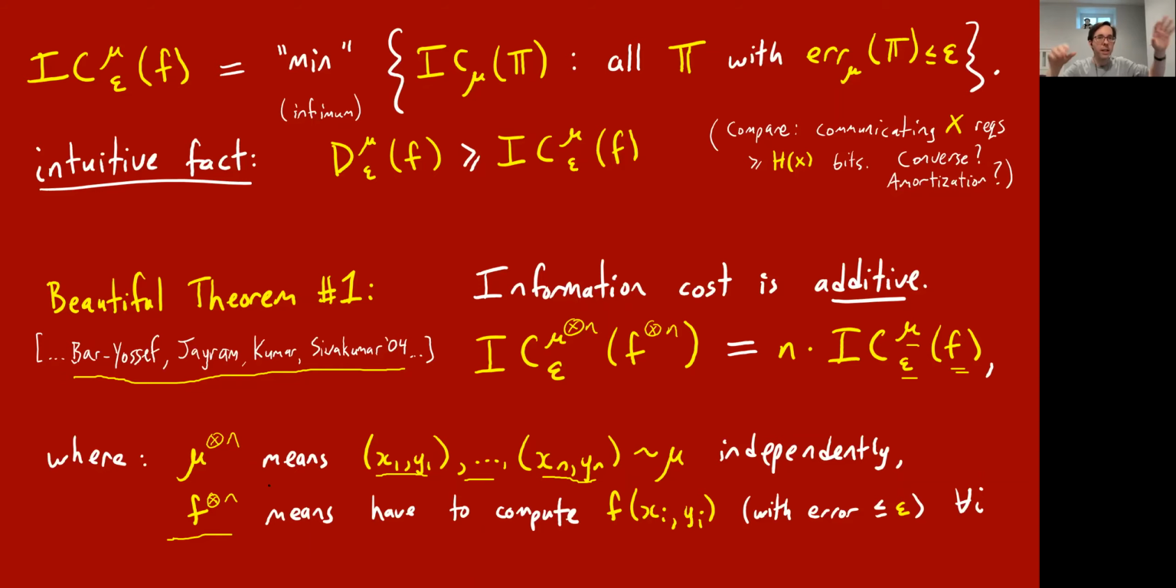So they get all the inputs: Alice gets x1 through xn, Bob gets y1 through yn, and they have to figure out all the pairwise answers with error at most epsilon. You can again ask how many bits of communication they need, and how much information they need. And it's a funny thing. You might think, well, they're independent instances, what can they do except run the communication protocol n times? But they can do better than that.